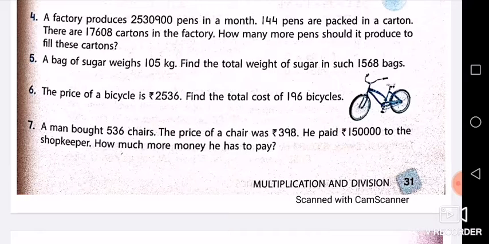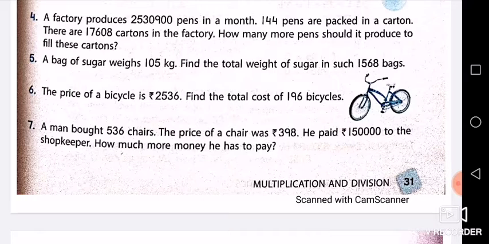So what is given here? How many more pens should it produce to fill these cartons? In one carton the number of pens packed is 144. Then the number of pens in 17,608 cartons, that you have to find out. And then the total number of pens produced in the company in a month, and then how many more pens.